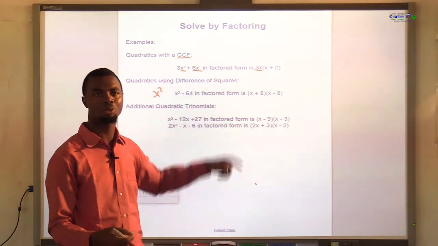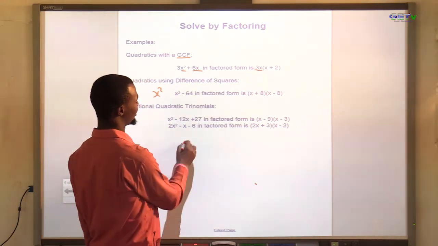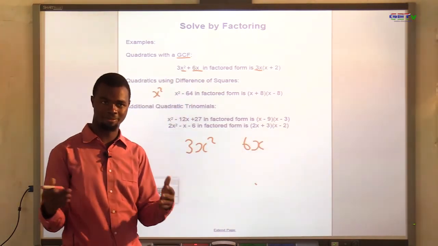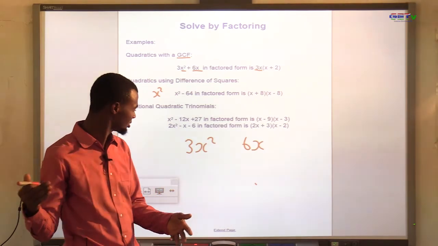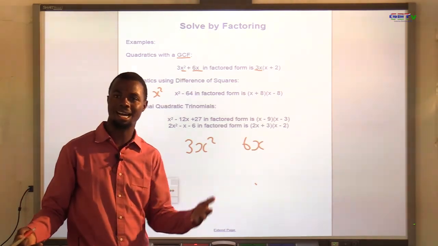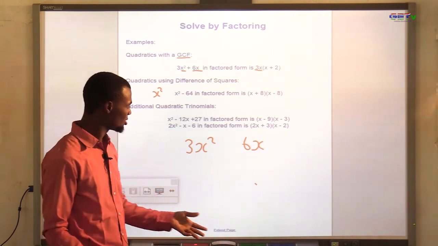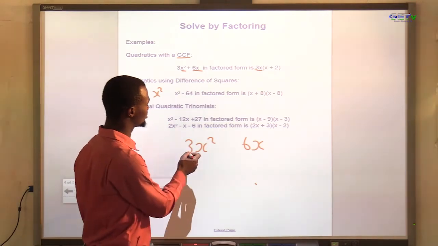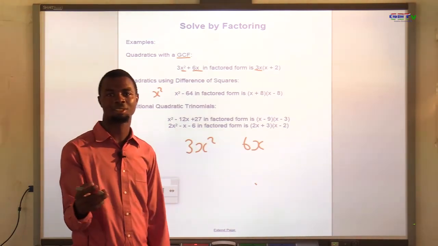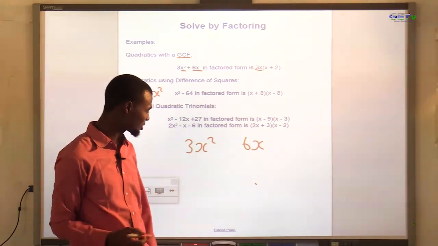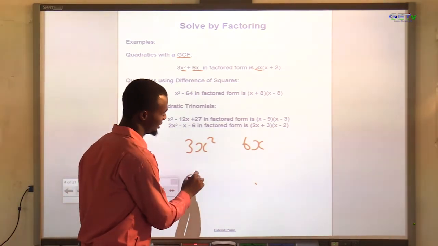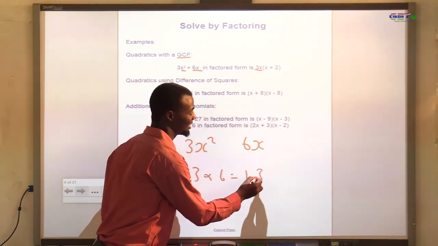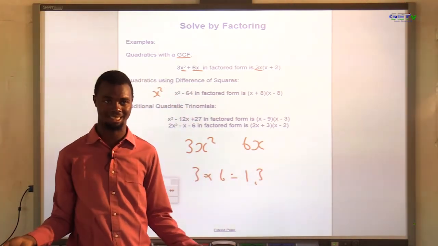GCF. We look at the two terms that are there. We have 3x squared and we have another term, 6x. We look at their common factors. First, we look at the numbers. What are the factors of the coefficients, 3 and 6? Of course, we know the factors. The factors of 3 are 1 and 3, and for 6 you have 1, 2, 3 and 6.